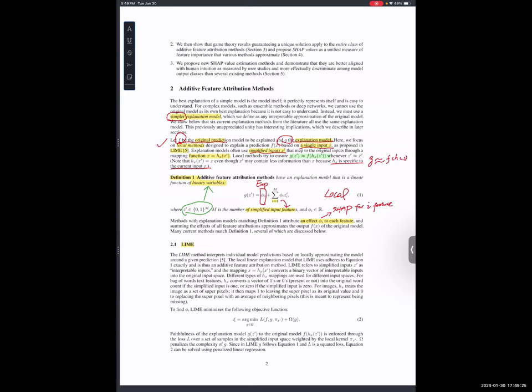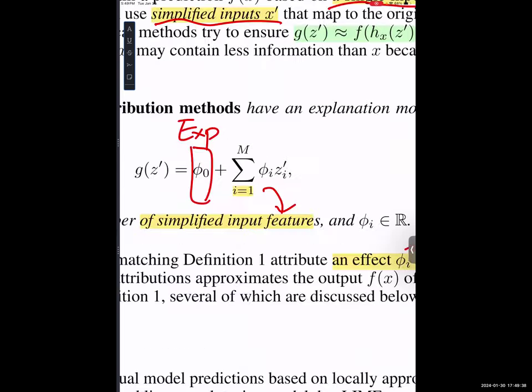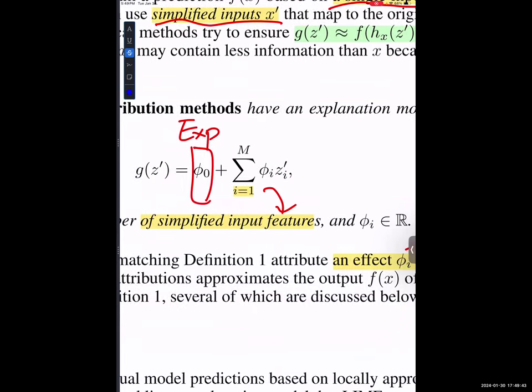Yeah, but the G still corresponds to the same mathematical form. But for each sample, what's different is those. Oh, I'm glad we are having this discussion. Each sample is going to have a different phi I. That's what will be different.